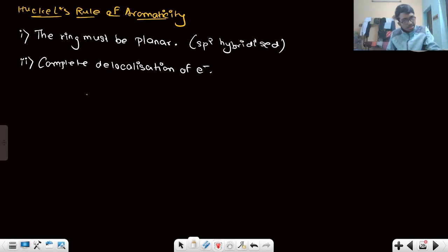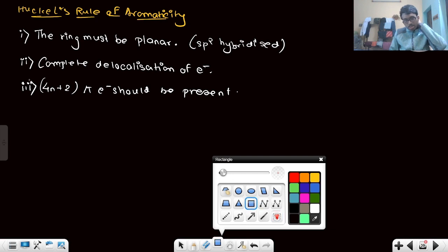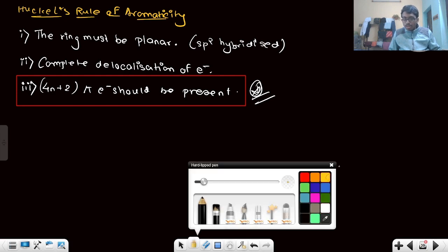Simple, right? Complete delocalization. Number 3, and the most important one: 4n plus 2 pi electrons should be present. This is the most important one because this rule will differentiate. This is very important. 4n plus 2 pi electrons should be present. Clear? So we have to count the number of pi electrons. This much only for Huckel's rule of aromaticity.